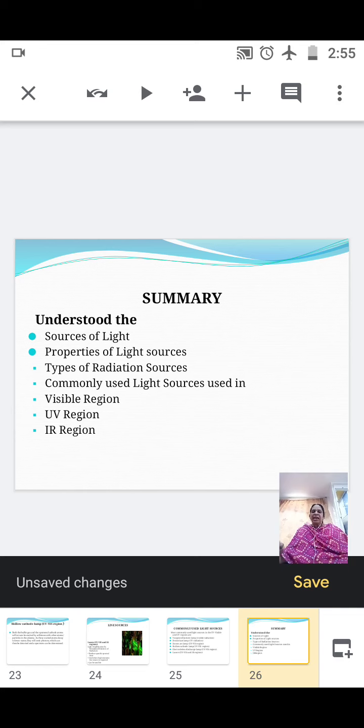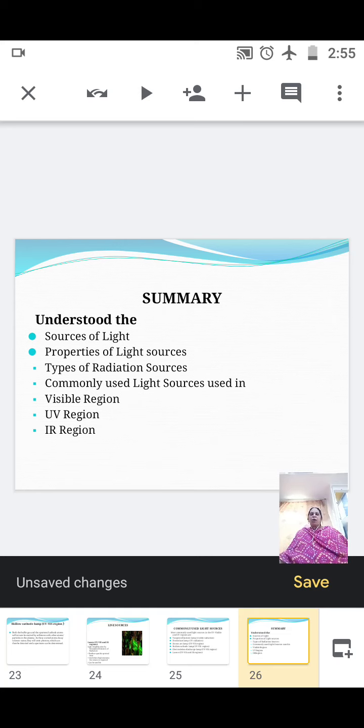Light is an electromagnetic radiation, and hence emission of light from any source results from the acceleration of electric charges. These electric charges are involved in the emission of visible and ultraviolet light. So light sources are very, very important in spectral analysis. We have studied about the properties of light sources.